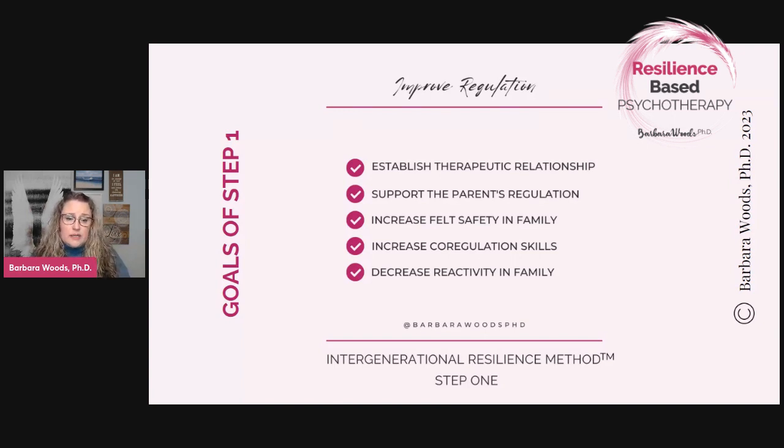So the last goal is we really want to decrease the reactivity in a family. Basically, this means we want more time between when something happens and when somebody reacts. The more time they have between those two, the more flexibility they have and the more depth of strategies that they can use or solutions they can find. When there's a lot of reactivity, something happens and there's a quick reaction, and usually that reaction probably isn't the most supportive of attachment, connection, safety. So we really want to decrease that reactivity in the overall family.